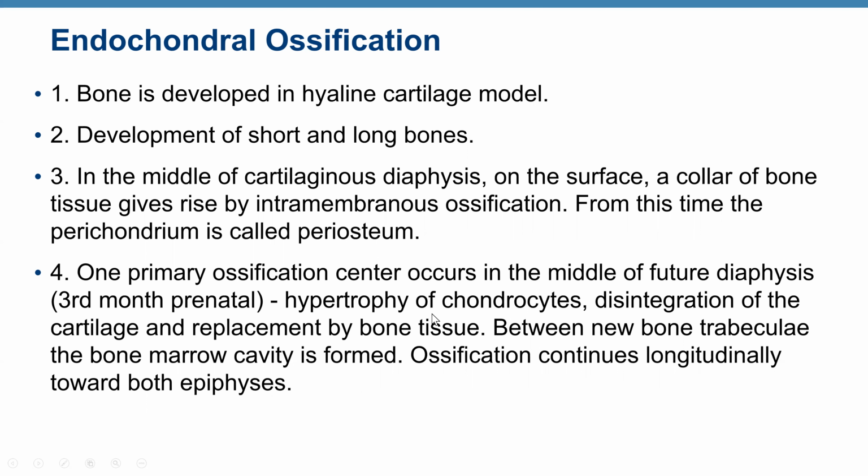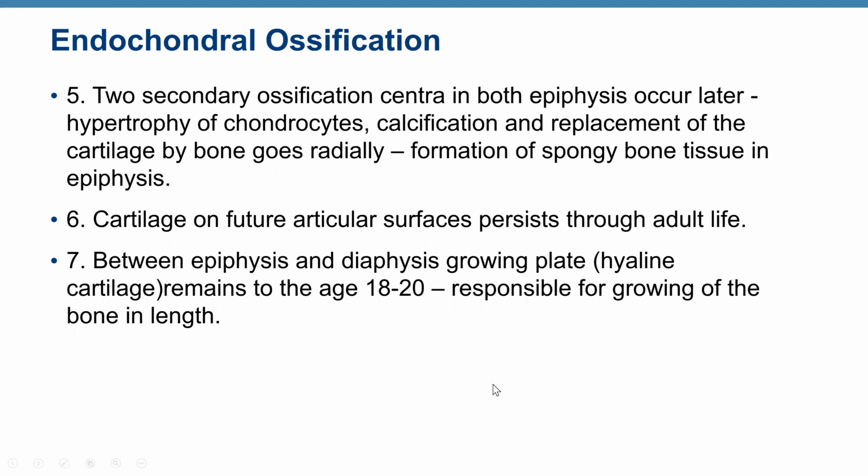Chondrocytes enlarge. We call it hypertrophy of chondrocytes. And then they die. So the chondrocytes start depositing lots of calcium, they get larger, and then we have disintegration of the cartilage. So the cartilage is dead inside, and it's replaced by bone tissue. Between new bone trabeculae, the bone marrow cavity is formed. Ossification continues longitudinally towards both epiphyses, right?